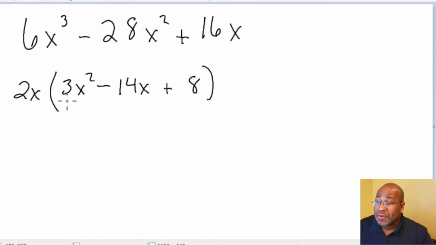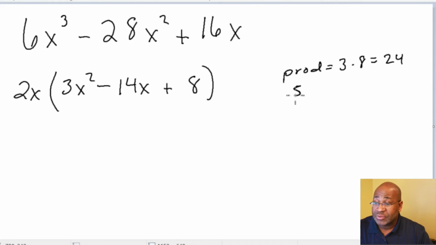Notice that the leading coefficient is 3, that's not equal to 1, so we're going to have to use the alternate factoring method for this part. We're going to do the AC method. We want to look for 2 numbers whose product is equal to a times c, or in this case 3 times 8, which is 24, and whose sum is equal to negative 14. 2 numbers here will be negative 12 and negative 2.